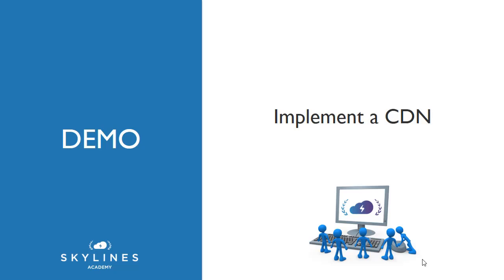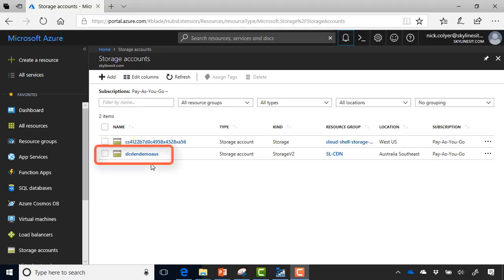In this demonstration, we're now going to go about configuring a CDN and demonstrating that by the use of images that we'll store in Australia. So let's go ahead over to the Azure portal. And to begin with, you can see that I've already created a storage account called SLCDN Demo AUS for Australia.